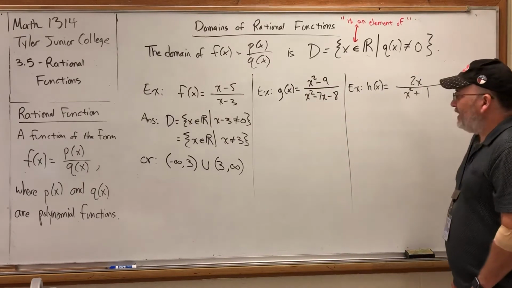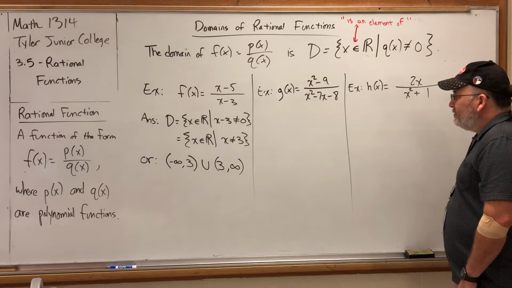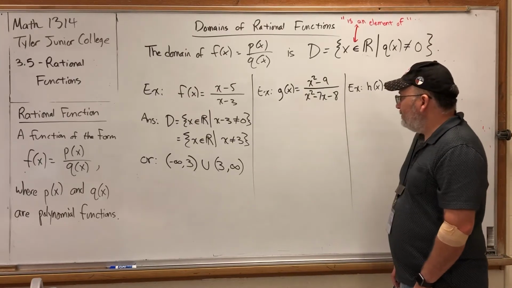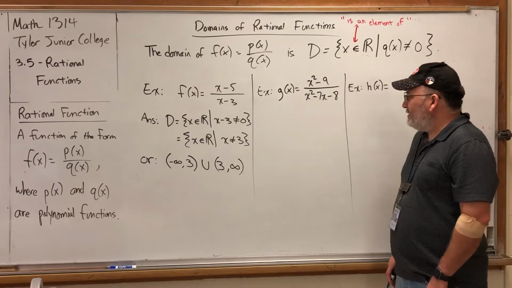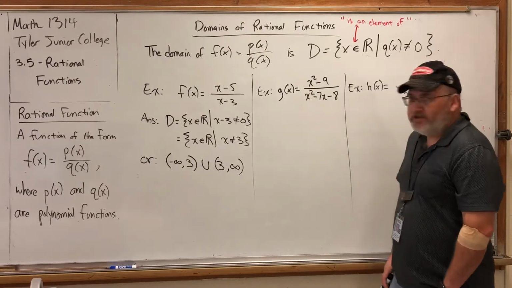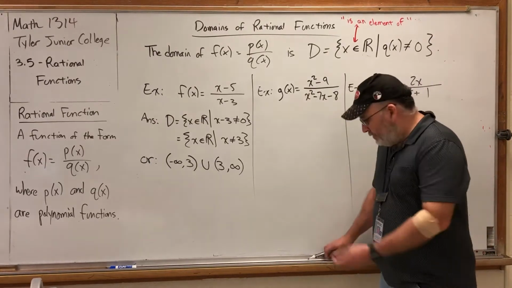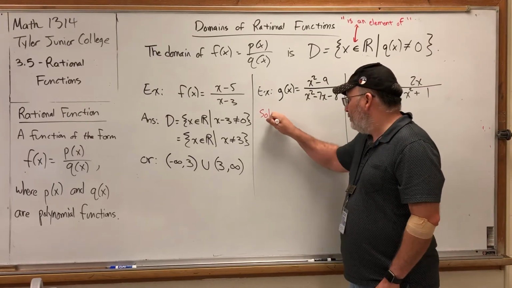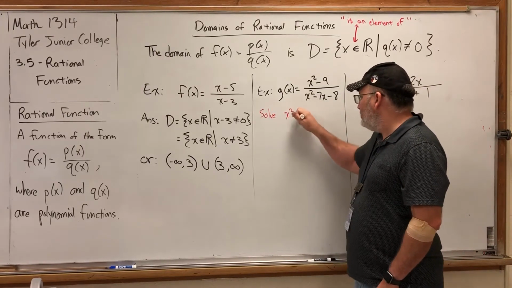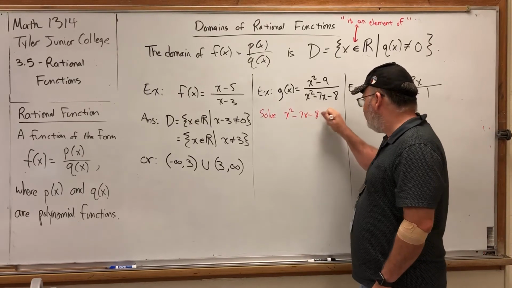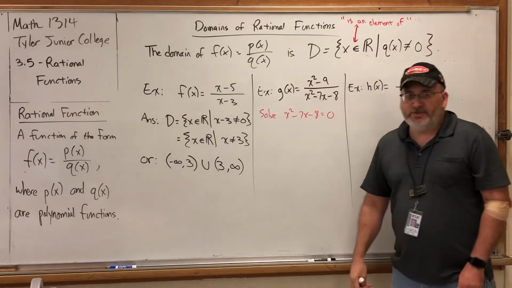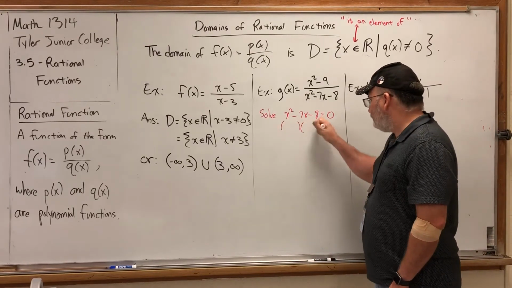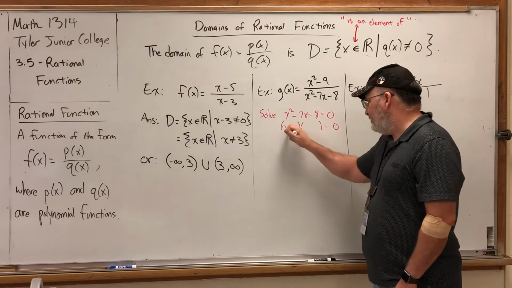Let's take a look at g of x. G of x equals x squared minus 9 over x squared minus 7x minus 8. On this one, it may not be as obvious what the values are that make the denominator equal to 0. So maybe we should start by solving x squared minus 7x minus 8 is equal to 0, which will tell us specifically what we don't want. Feel free to get out the quadratic formula, but I set this up so it will factor.